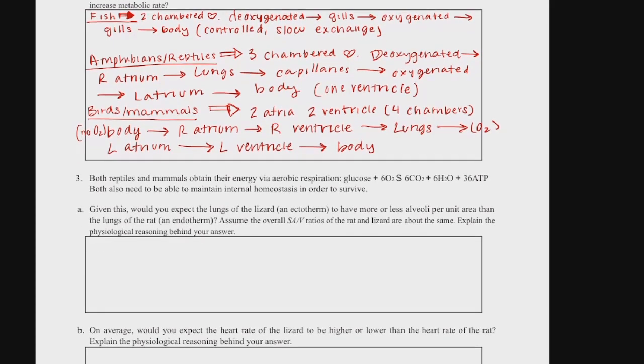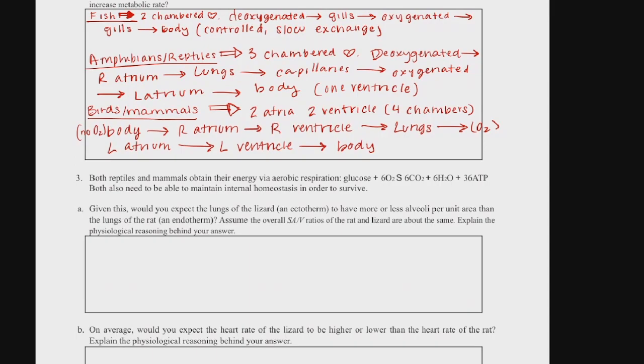Okay. Both reptiles and mammals obtain their energy via aerobic respiration, but also need to be able to maintain internal homeostasis in order to survive. Given this, would you expect the lungs of the lizard, an ectotherm, to have more or less alveoli per unit area than the lungs of the rat, an endotherm? Assume the overall SAV ratios, so surface area to volume, of the rat and lizard are about the same. Explain the physiological reasoning behind your answer.